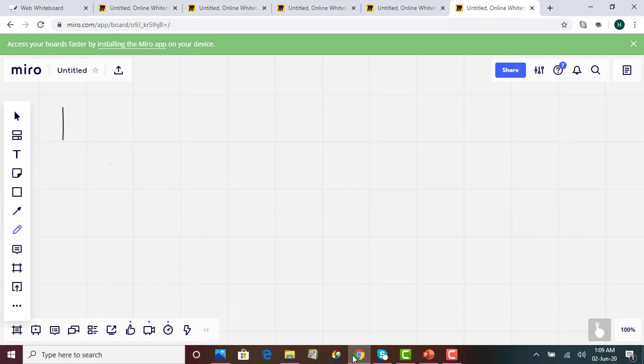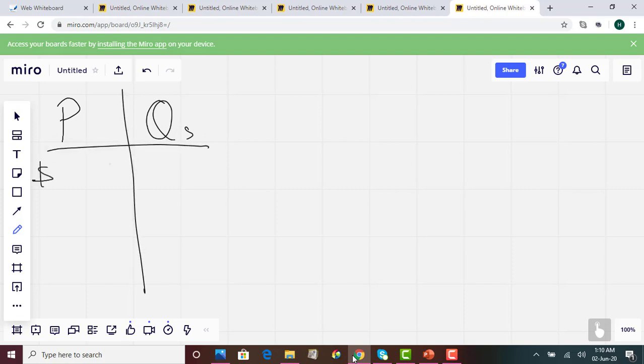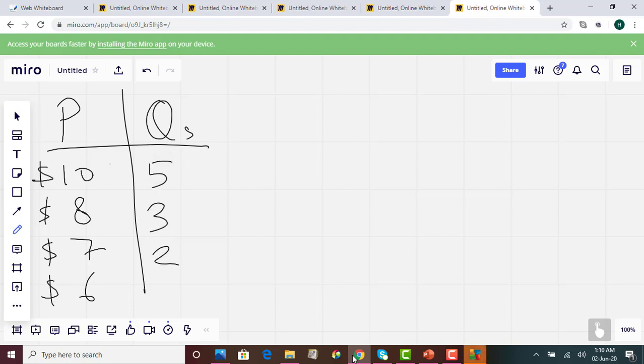So let's say we are given a table with price and quantity supplied, and let's say price is 10, 8, 7, 6, and then quantity is 5, 3, 2, 1. Here we can see as the price is going down, my quantity supplied is also going down.